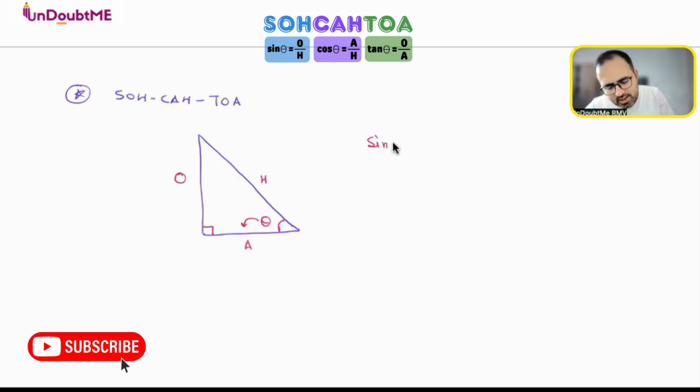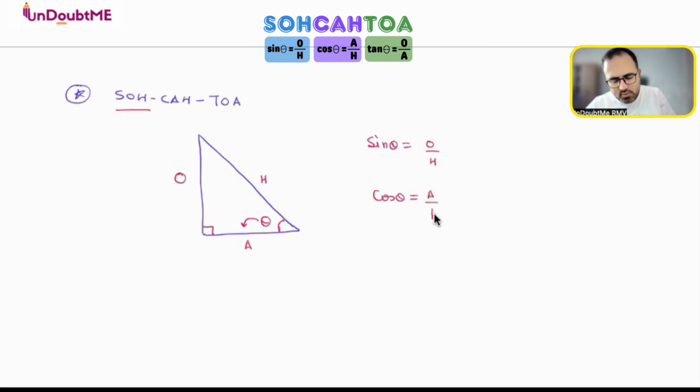The first one is sine. So sine theta is opposite over hypotenuse. You can see SOH. Then we have cos theta, which is adjacent over hypotenuse, that is CAH. And then finally, we have tan theta equal to opposite over adjacent. Sides are already written. We just have to write the ratios and we'll get the values of sine, cos, and tan. Other than this, at this level, you should also know the relation that sine theta by cos theta is tan theta. If needed, you must know this.